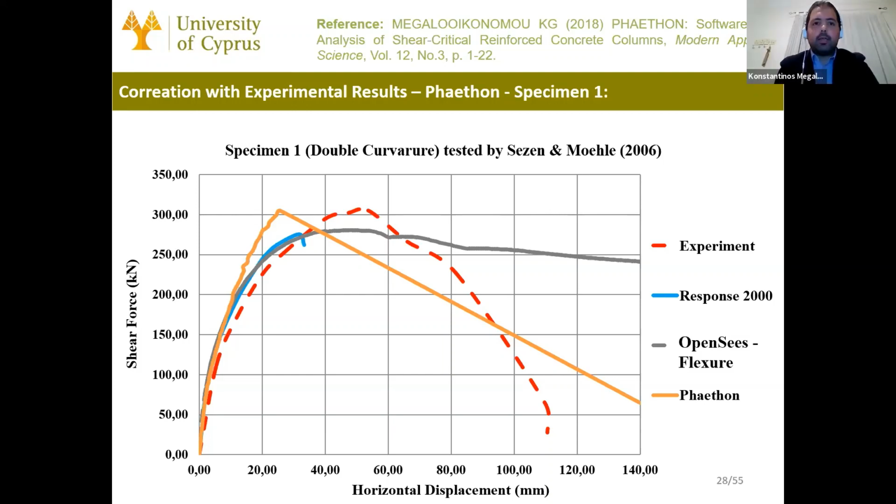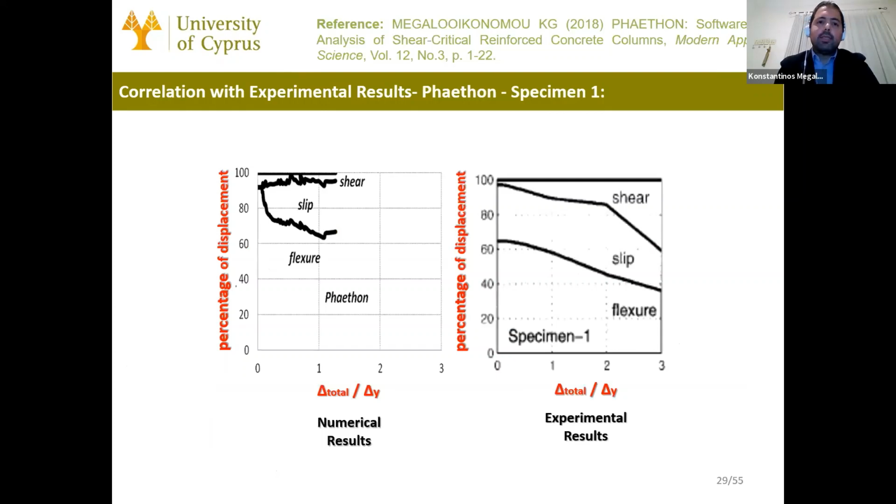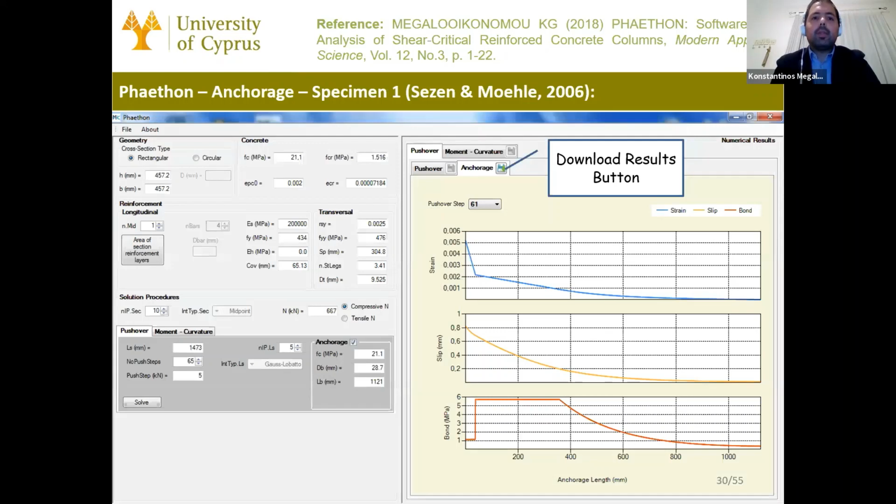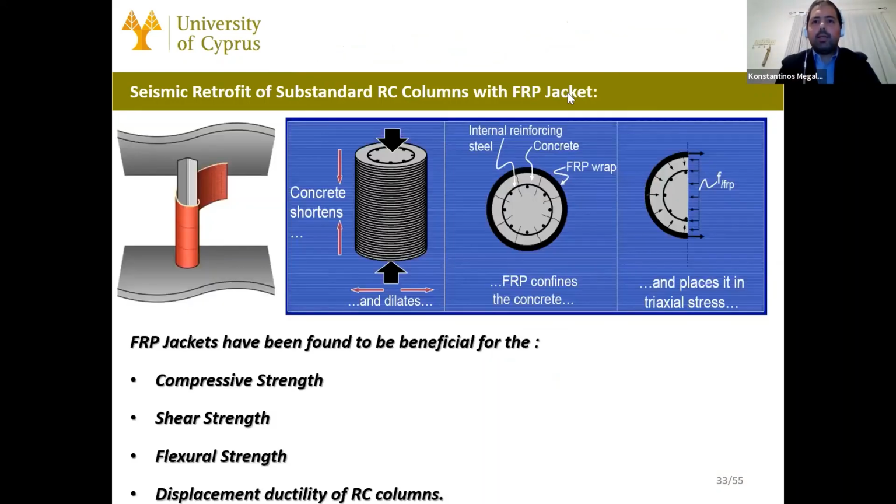And I can continue with the second part, which is more OpenSees connected, and I can start the presentation. So the goal in this part is to retrofit substandard or shear critical reinforced concrete columns with FRP jackets.